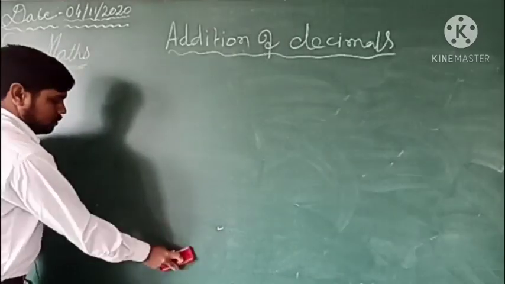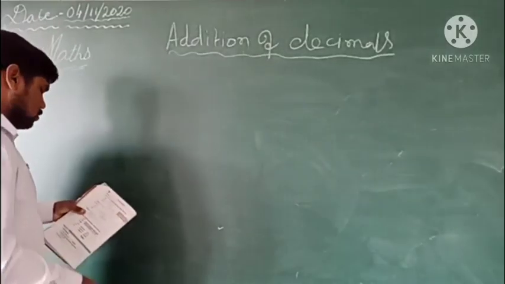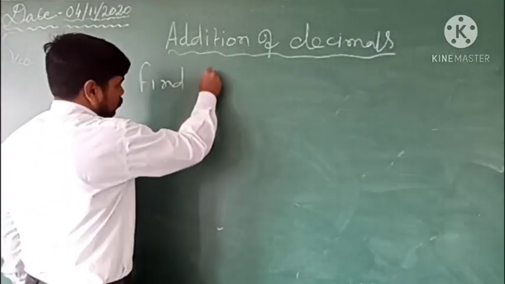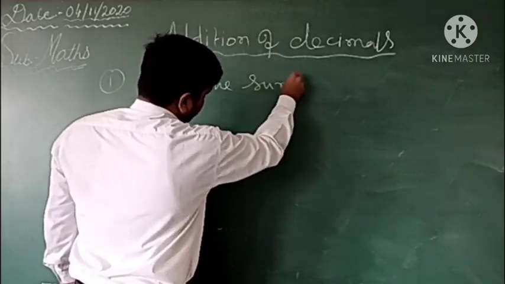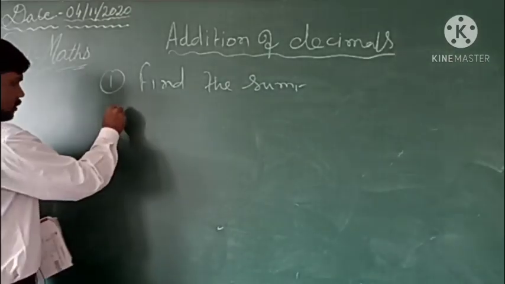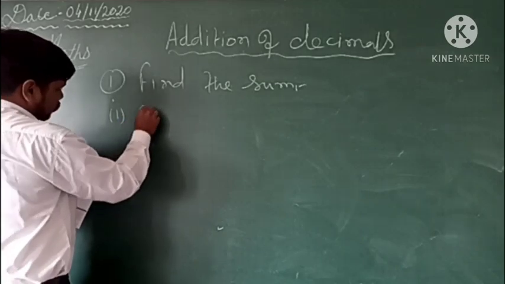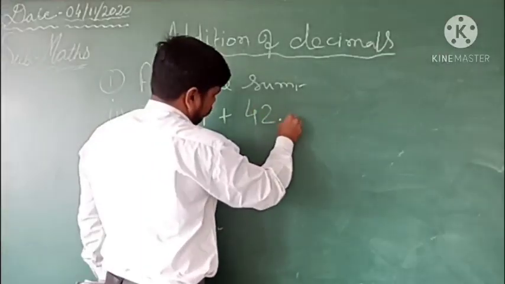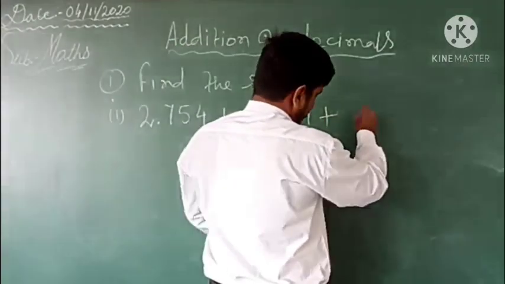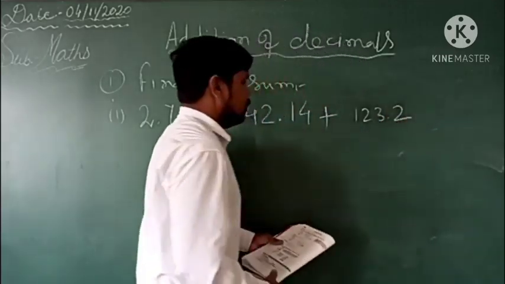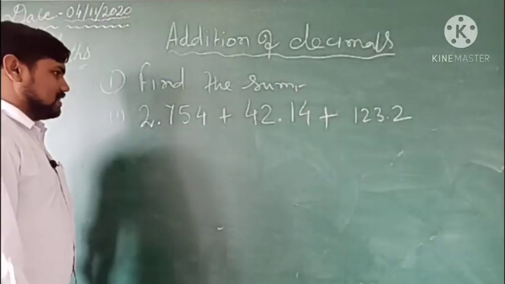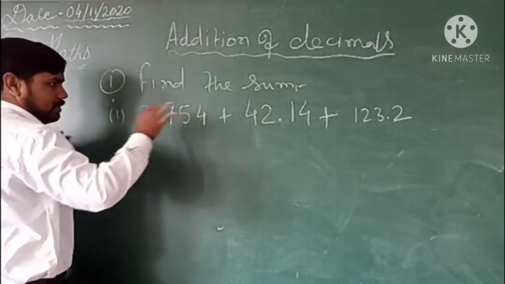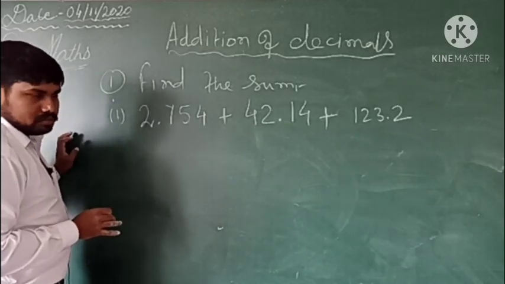Okay, so suppose, sometimes it is asked like find the sum also. So find the sum. The first one is 2.754 plus 42.14 plus 123.2. So these are the three decimal numbers which are given and you have to add. So very simply, here you have to first make all the decimal numbers like decimals. You have to convert them into like decimals first.